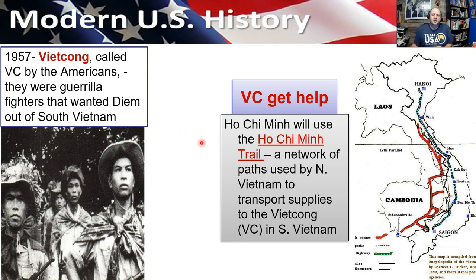Okay, so Ho Chi Minh will use the Ho Chi Minh Trail, which is this network of paths used by North Vietnam to transport supplies to the Viet Cong in South Vietnam. So yeah, the Viet Cong is going to be supplied and supported by Ho Chi Minh and the North Vietnamese.